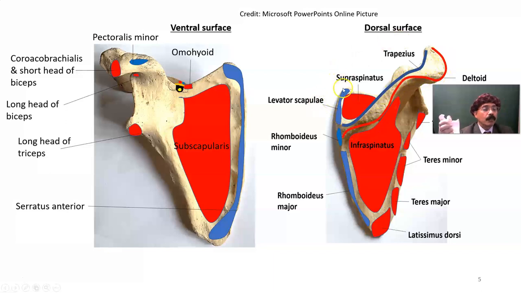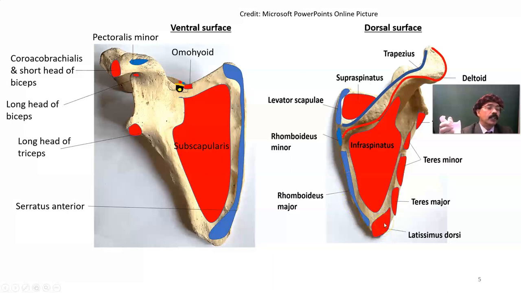Here on the vertebral border, or medial border, on the dorsal surface, is the insertion of levator scapula, innervated by C3, C4, and the dorsal scapular nerve. Nerve supply of rhomboid minor, again dorsal scapular nerve. Nerve supply of rhomboideus major, also called rhomboid major, by the dorsal scapular nerve. This is latissimus dorsi. It is innervated by the thoracodorsal nerve.